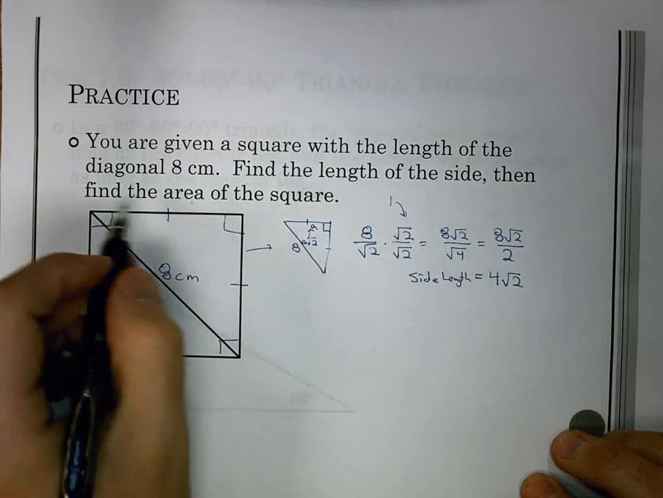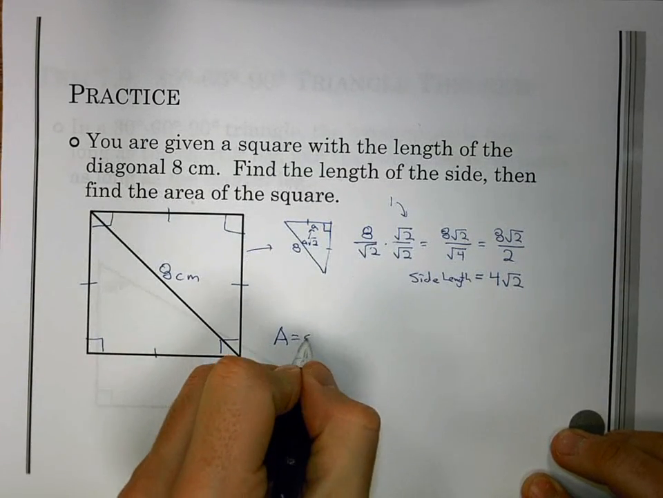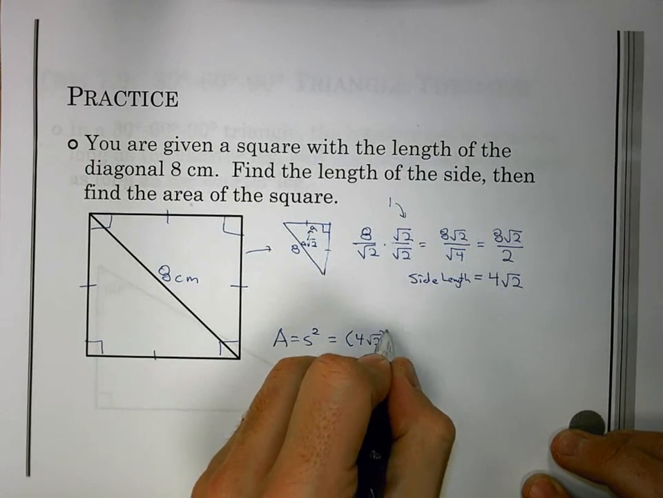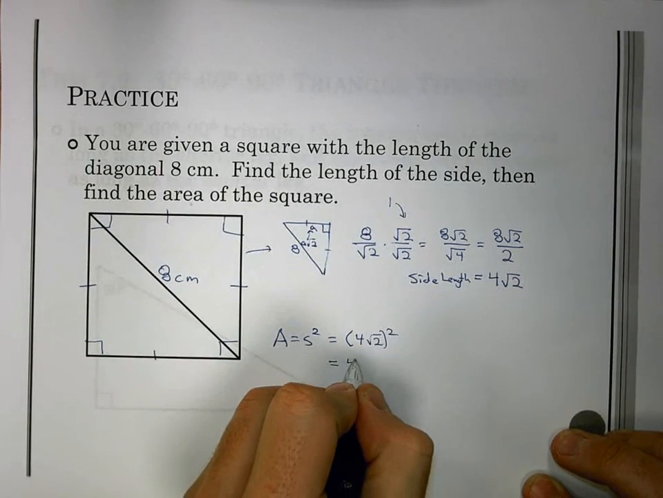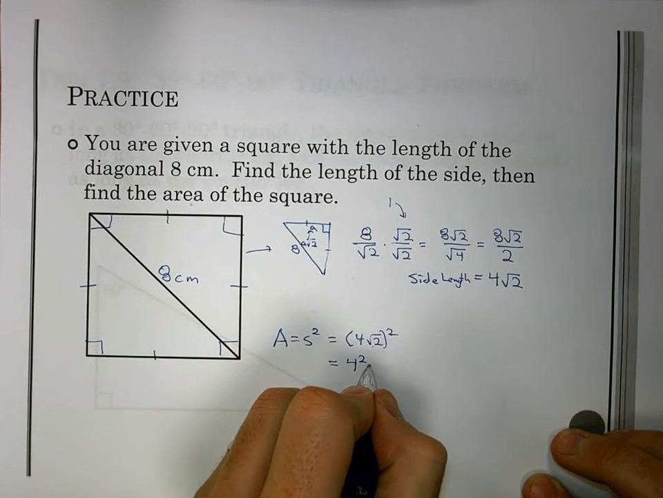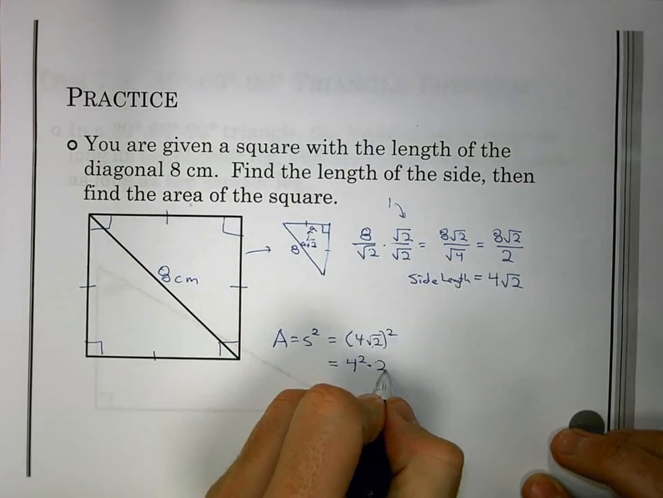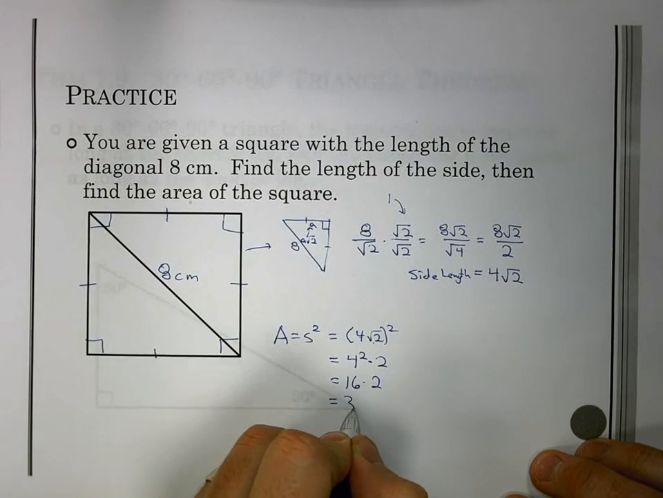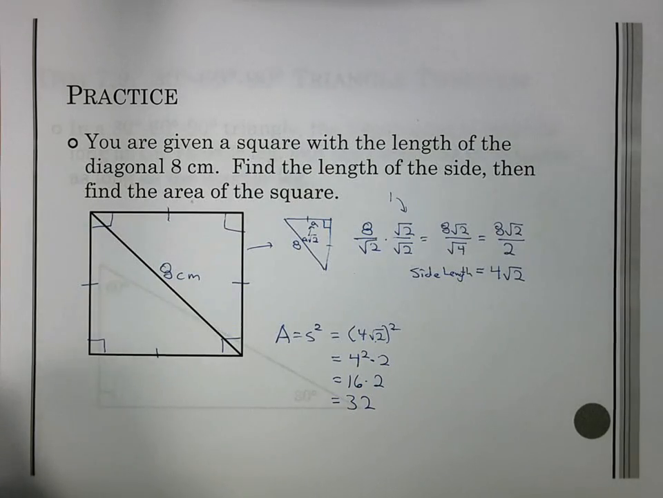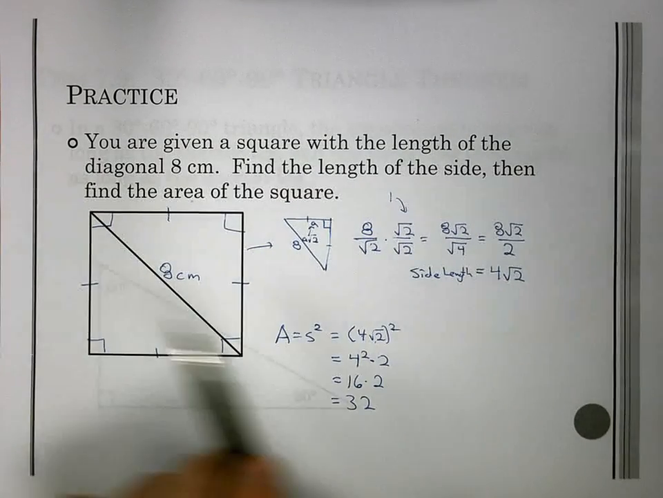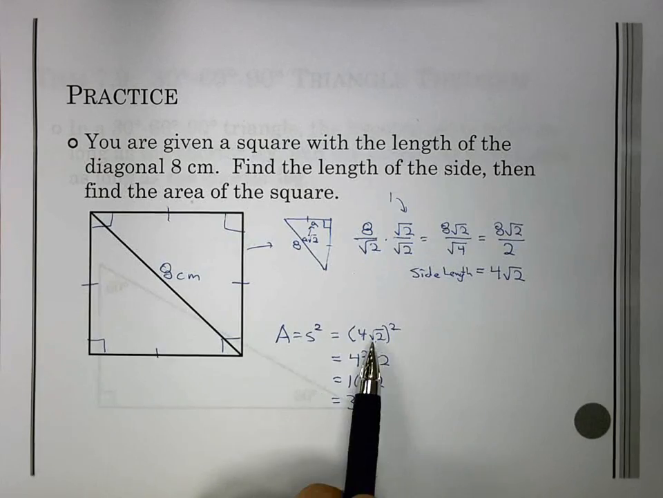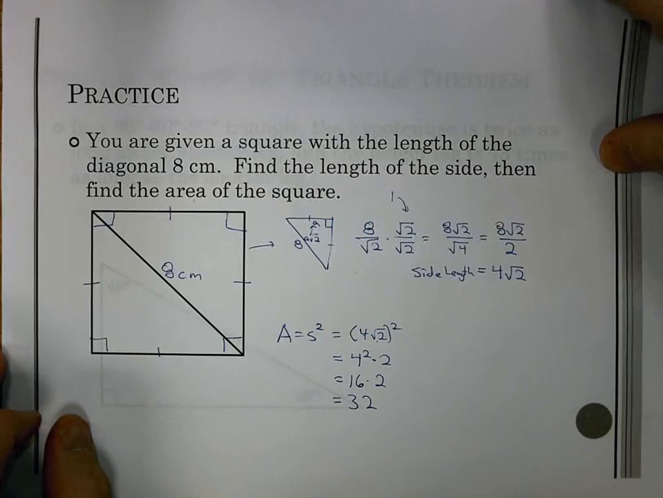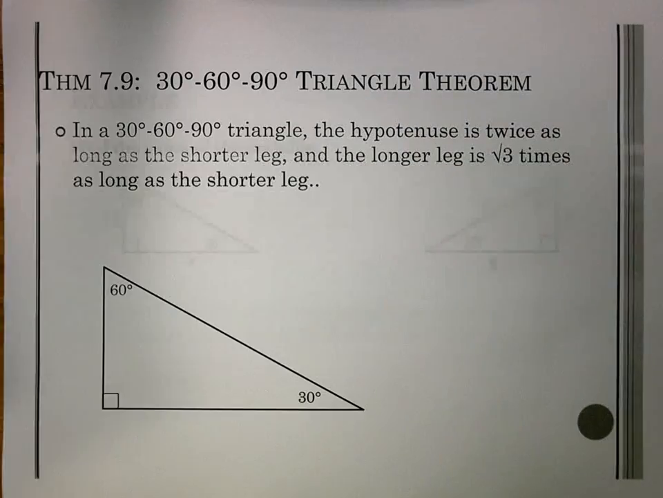Okay, now though, they want the area of the square. The area of a square is the side length squared, or 4 root 2 squared. That's going to be square the first number, and then square root of 2 squared is just the 2, they kind of cancel each other out. I get 16 times 2, or 32 as the area. So the side length was 4 root 2 because we had to simplify the radical. Then the area, we plug that in and square it, and we get 32. Now that's some good practice with the 45, 45, 90.